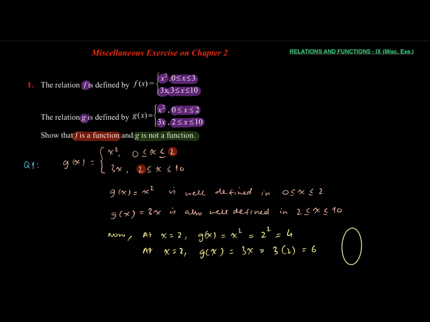So here one can observe that element 2 is having two images, that is 4 and 6, which is not possible for a function. So therefore g is not a function, as same element cannot have different images.